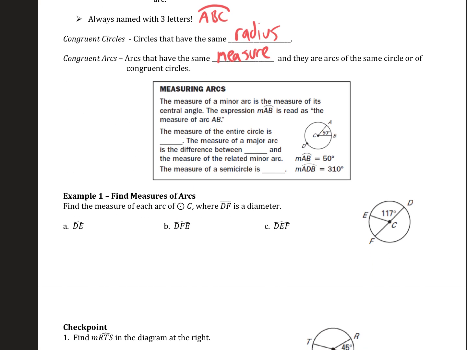All right, let's talk about measuring arcs now. The measure of an entire circle is how many degrees? 360. And the measure of a major arc is the difference between 360 and the minor arc.